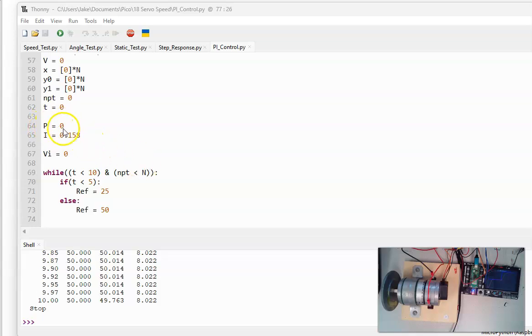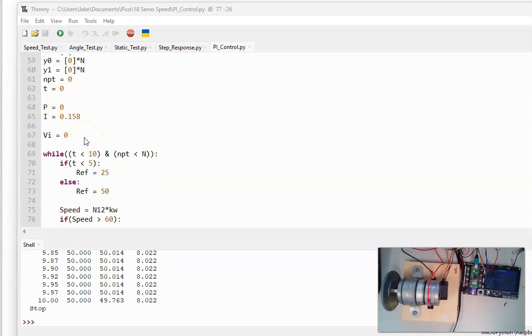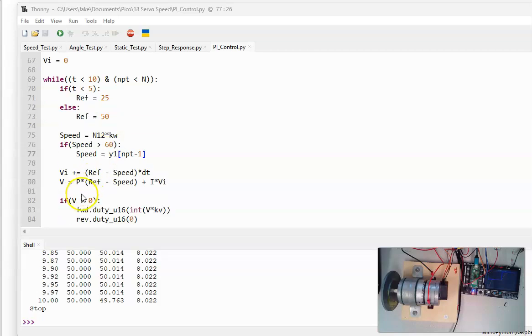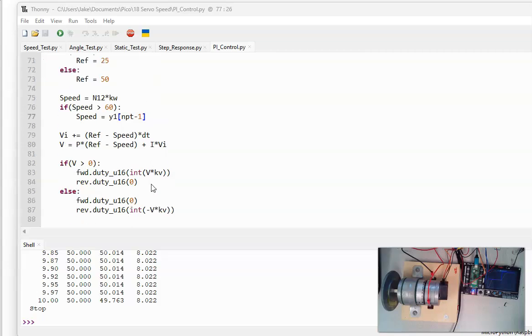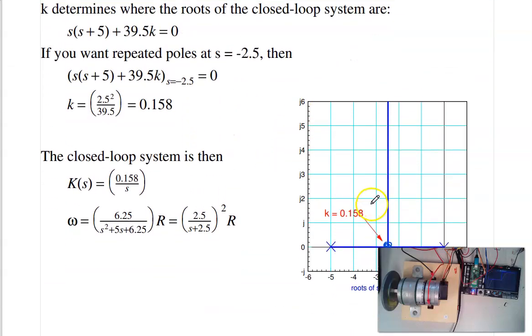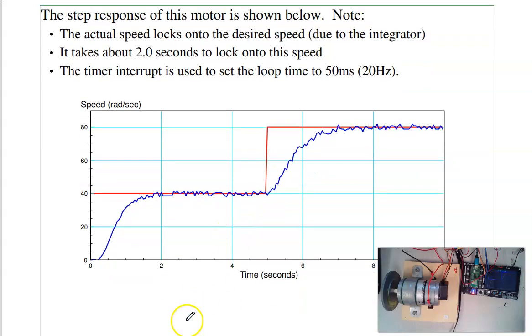So here's my PI gains. P is 0, I is 0.158. For the first 5 seconds, my desired speed is 25 radians per second, then 50. I will then apply a voltage. P is 0, so ignore that term. 0.158 times the integral of the error. So here's the error, reference minus speed, integrate it, that's the integral of the error, I times that. If I apply that control law, I should get that response. Pull up 0.158.